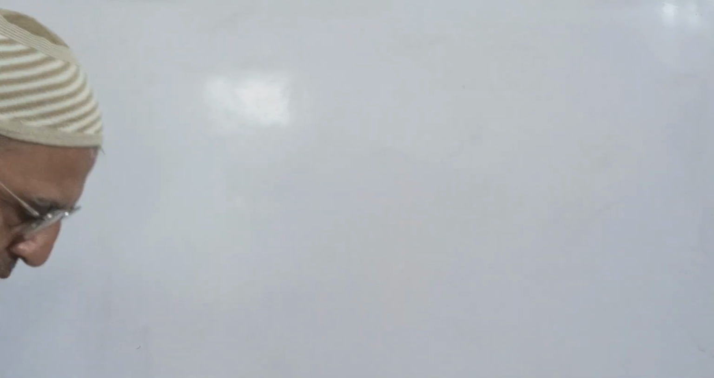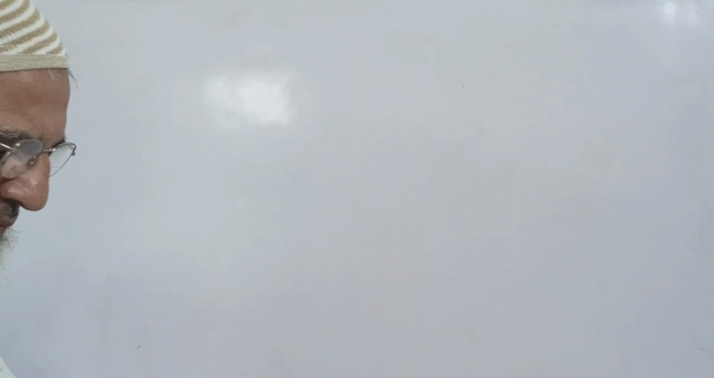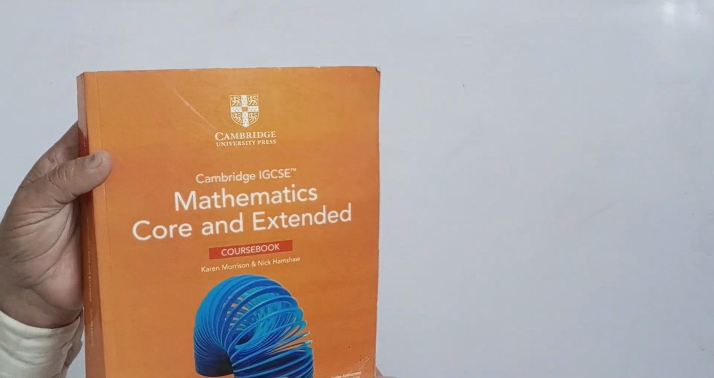Exercise 7.7.7.5 today. So I'm going to solve this exercise in front of you, and it is a very small exercise with 5 or 6 questions, and the book is this one. Third edition. Cambridge IGCSE Mathematics Core and Extended Course Notebook, Karen Morrison and Nick Henshaw, third edition. So I have already done this exercise in second edition, but now in third edition.